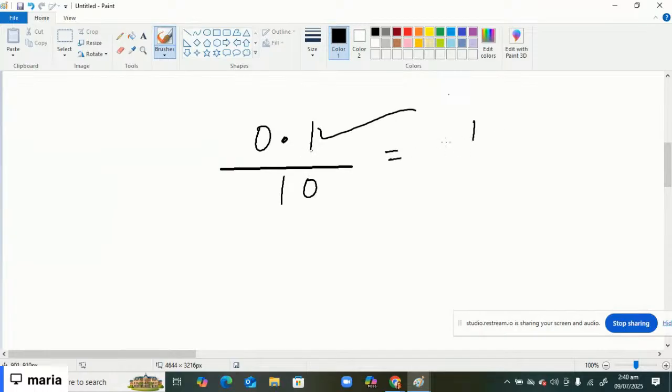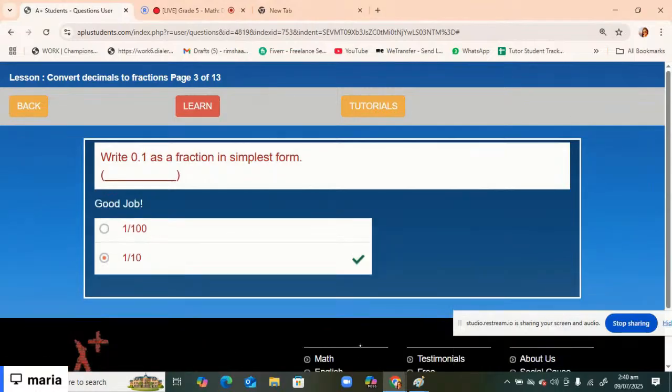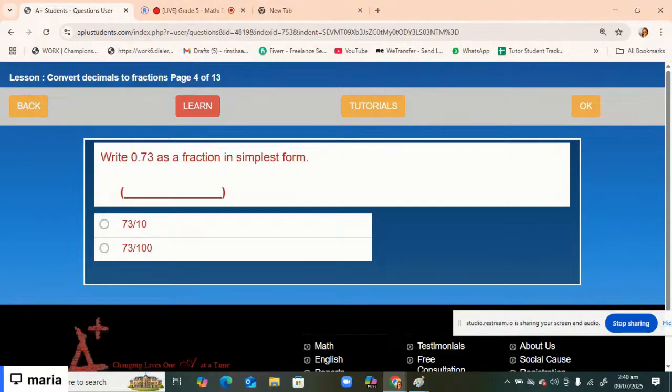So for this reason, this point and this zero should be cancelled, and then 1 by 10 is your answer. You just check the digits after the point and count those numbers. How many numbers are after the point in the numerator, and then you put that many zeros in the denominator in place of that number. So 1 by 10 is your answer for this. And now let's see, this is the right answer.